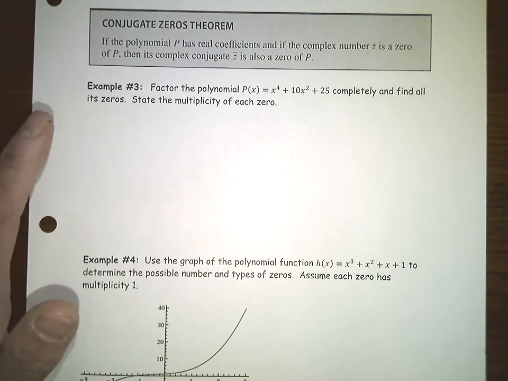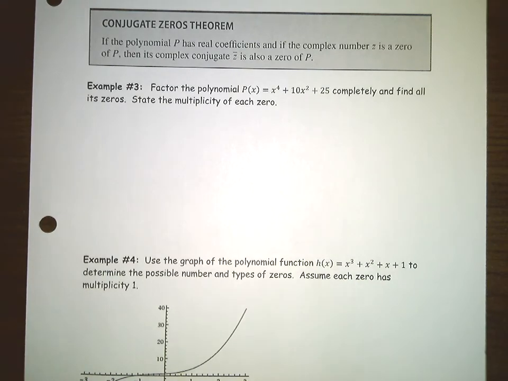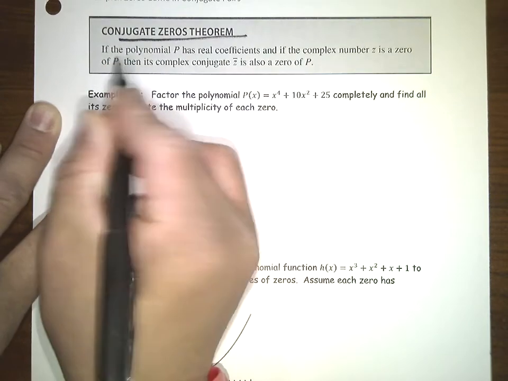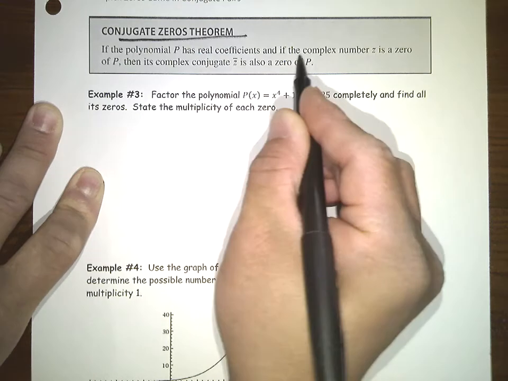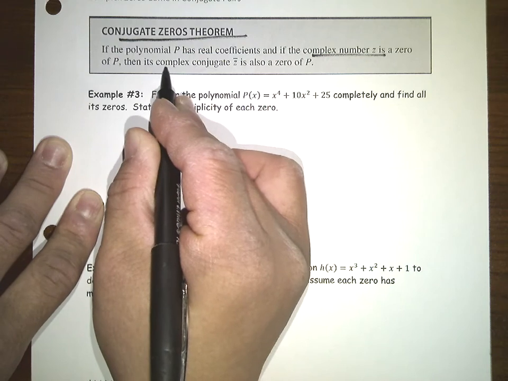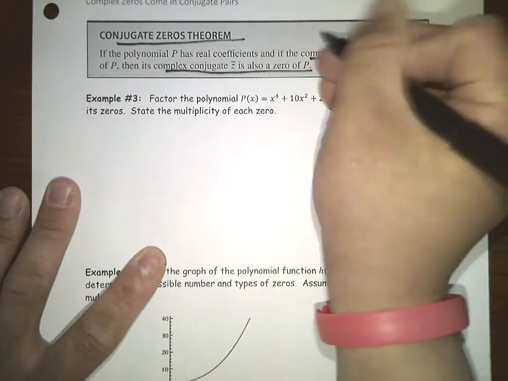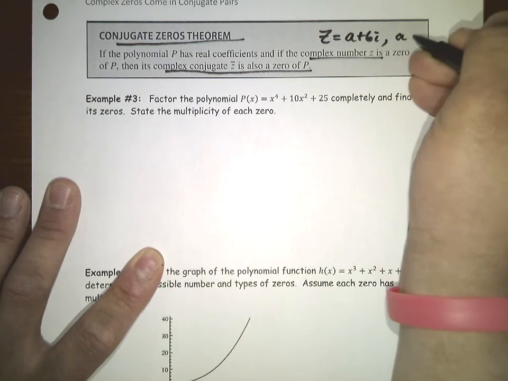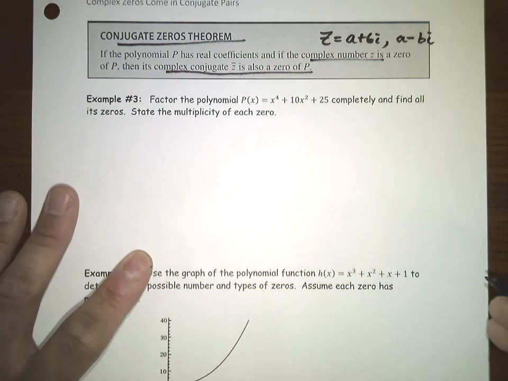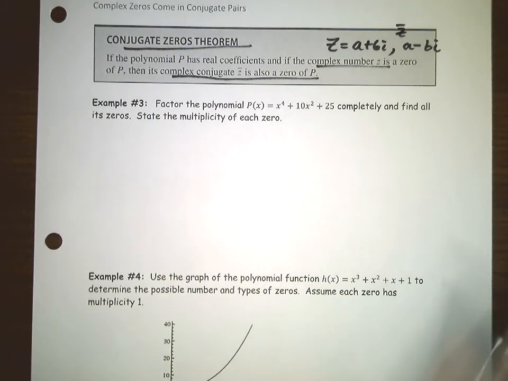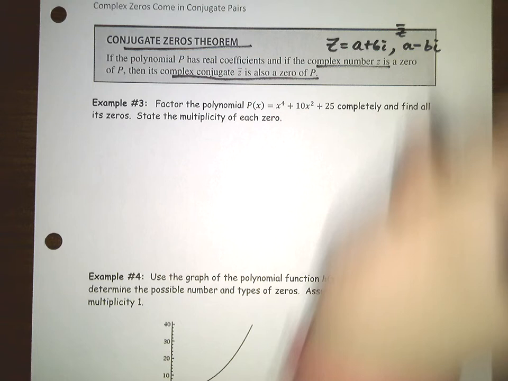All right, so this is actually the last theorem here, and then I'll do a few examples of it, and then we'll be done. So the conjugate zeros come in conjugate pairs. The conjugate zeros theorem, I've said this before: if the polynomial P has real coefficients, and if the complex number Z is a zero of P, then its complex conjugate Z bar is also a zero of P. So Z is usually in a plus bi form, which means that a minus bi is also a zero. That's the Z bar that they talk about. So there you go, that's all we need to really know.